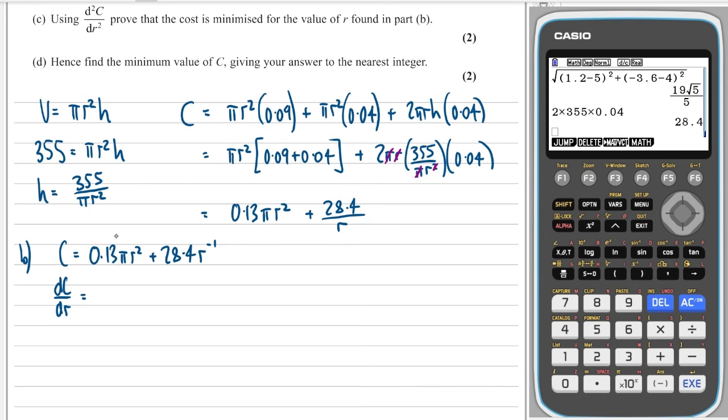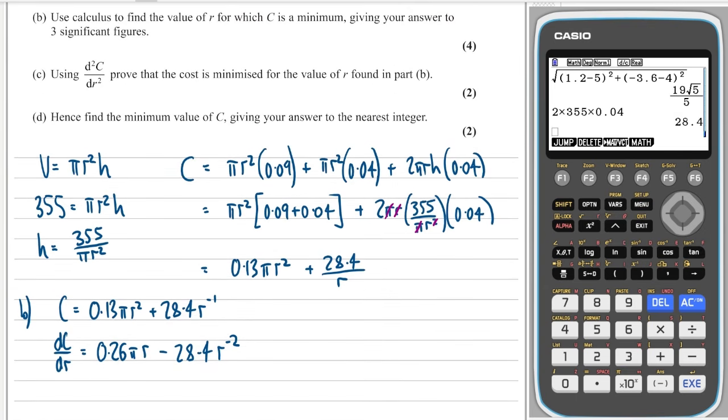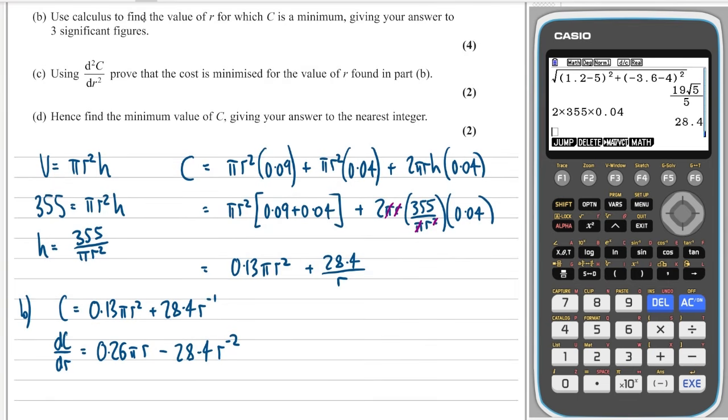There's an r squared here, so we times by 2, and then we drop the power down, so that just becomes r to the 1. And here the power is minus 1, so we times by minus 1, and then we drop the power down, becomes minus 2. And we want that to... it says use calculus to find the value of r for which c is a minimum, giving your answer to 3 significant figures.